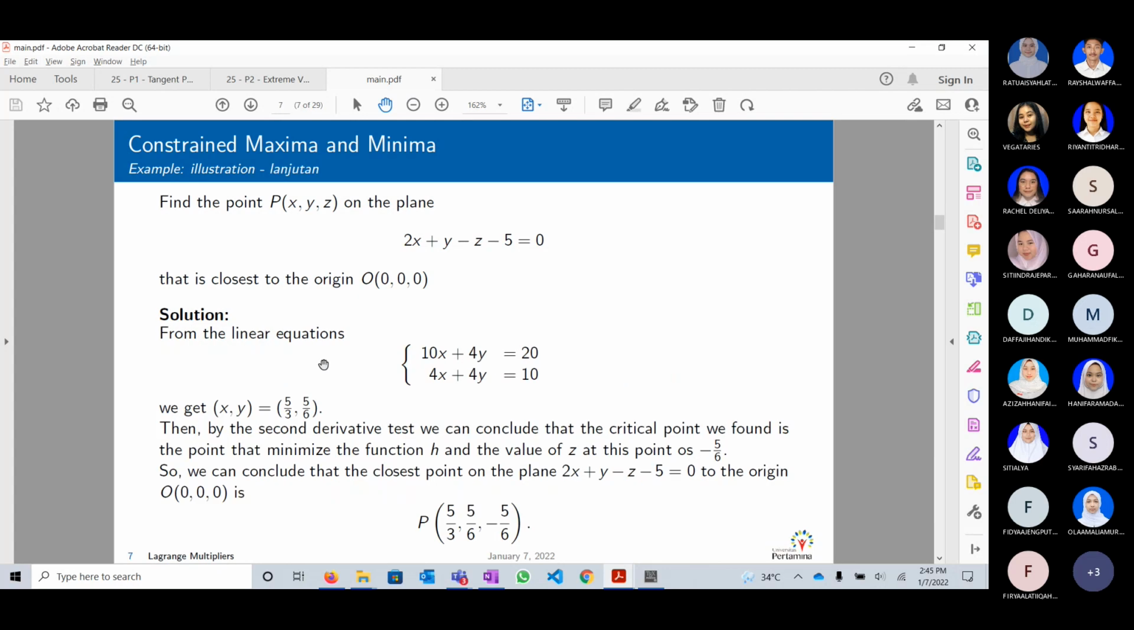And then from this linear equation, actually we get that the point x, y is 5/3, 5/6. Then now we already have the critical point.